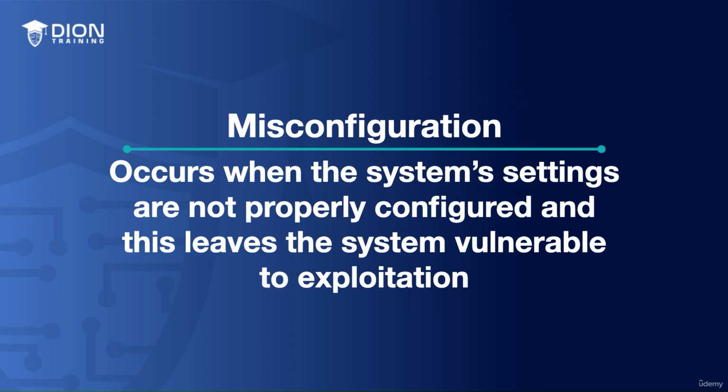Third, we have misconfigurations. Now, misconfigurations in an operating system are going to occur when the system settings are not properly configured, and this leaves your system vulnerable to exploitation. These configurations could be due to default settings that are not being changed, unnecessary services being left enabled, or security features being accidentally turned off.